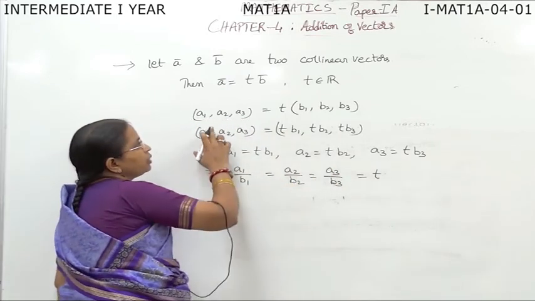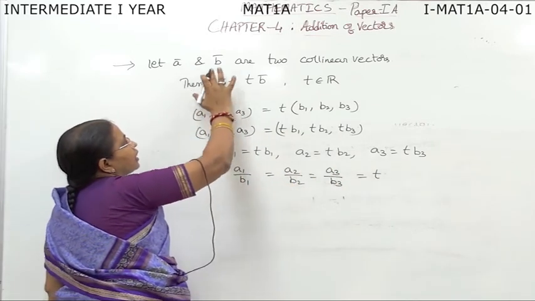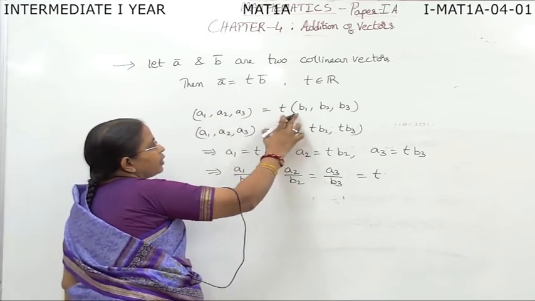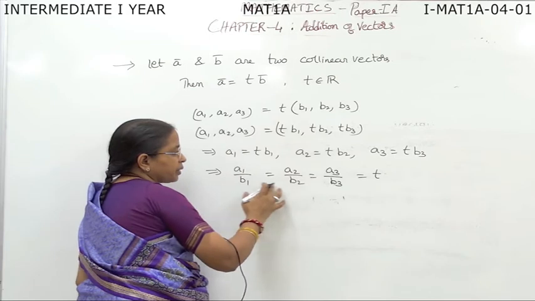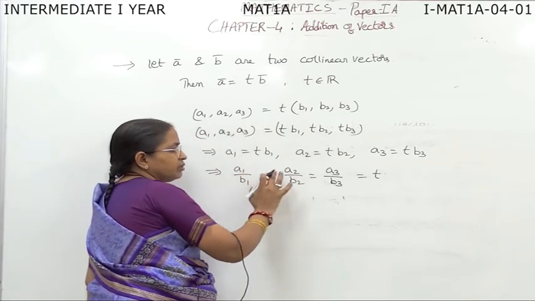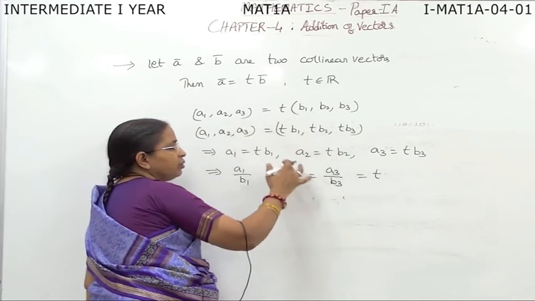So to prove that the vectors A and B are collinear, we use this concept. The corresponding coordinates should be proportional. The ratio should be the same. A1 by B1 is equal to A2 by B2 is equal to A3 by B3.